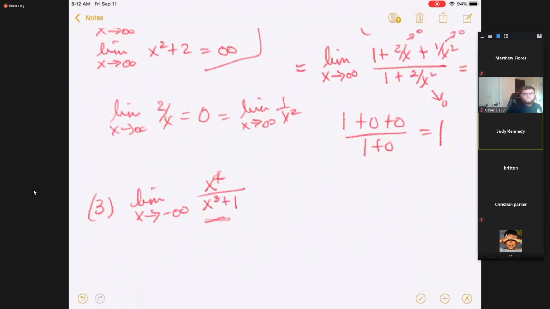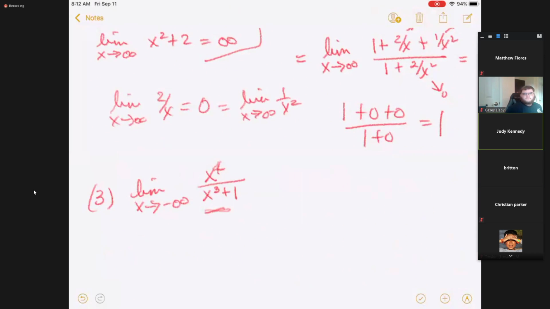Okay, but here, this is going to minus infinity, but x to the 4th over x cubed plus 1. Now the degree of the numerator is larger than the degree of the denominator. So these numbers are getting large faster than these are getting large. Well, this one's not going to have a limit.